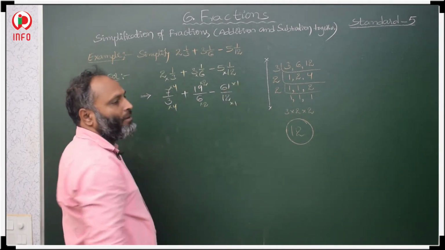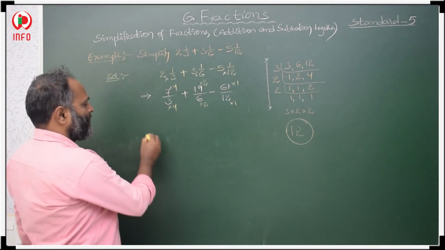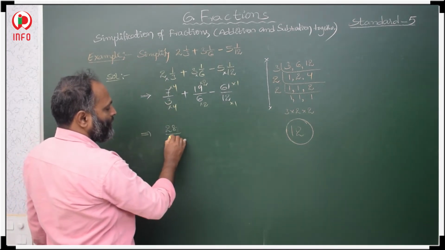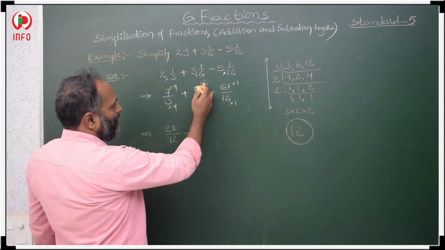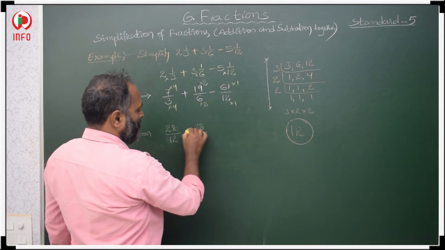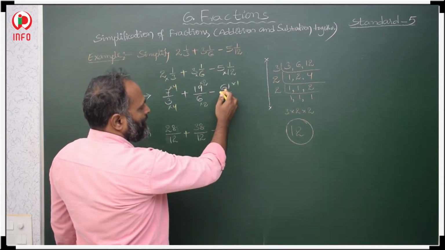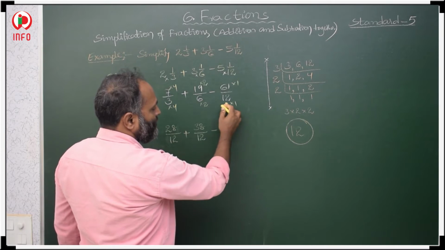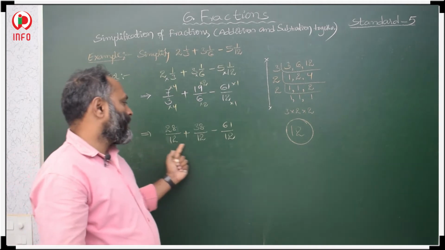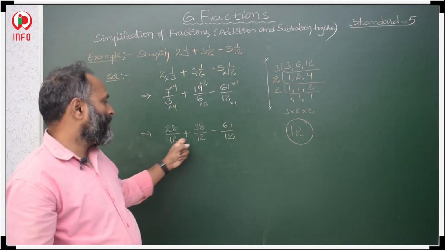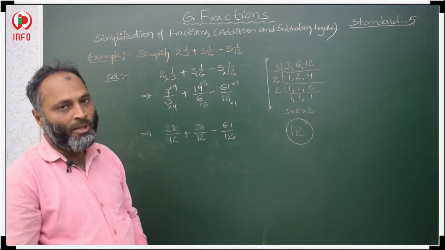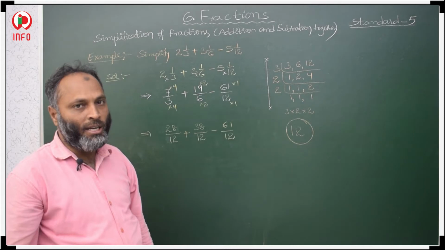Then after that 7 4s are 28 by 3 4s are 12. 19 2s are 38 by 6 2s are 12. Here plus, then minus. 61 ones are 61 by 12 ones are 12. Now, all these fractions are like fractions. How? By 12, by 12, by 12. Denominators are the same. So, all these fractions are like fractions.